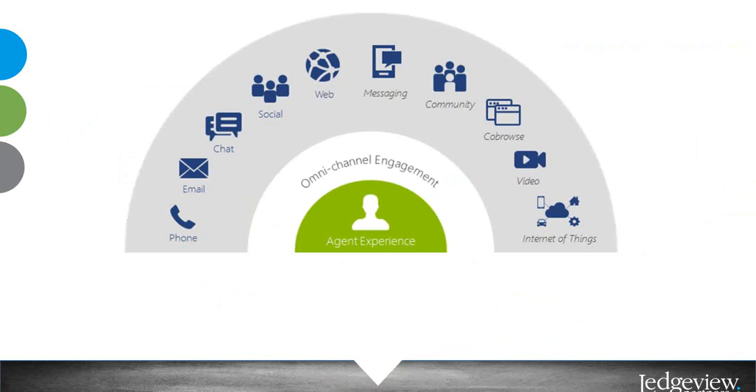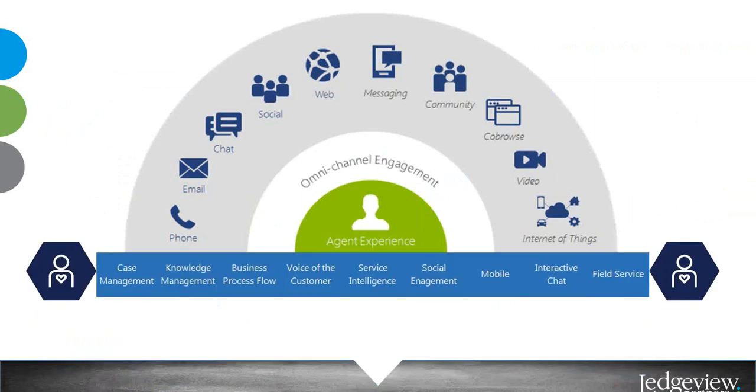So where does Dynamics 365 sit in all this? Of course, there are tons and tons of capabilities and tools inside Dynamics 365, and these are the ones we're going to be looking at today. We're going to look at the case management capabilities, knowledge management, the business process flow, the voice of the customer, and the intelligence, so the reporting capabilities in here. We'll look at mobile. We'll also look at interactive chat. The two others we're looking at today are social engagement and field service. Social engagement has its own capability. It has its own tool.